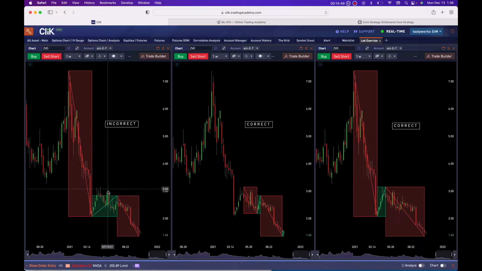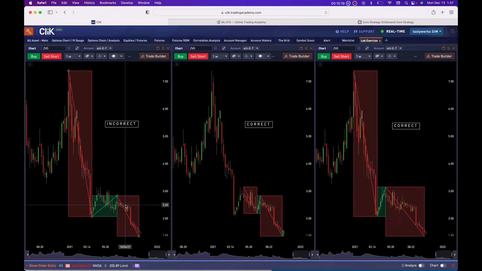Looking at the first chart, we can see that there is some price action that is not being included in the trend boxes. Okay, so whenever you're drawing out your trend, you need to make sure that your trend boxes or trend lines include or engulf any price action on the chart. Whenever you're drawing out your trends, there should not be price action that extends beyond your trend.